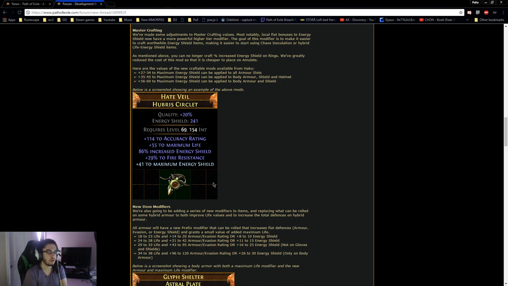As mentioned above, you can no longer craft percentage energy shield on rings. We've greatly reduced the cost of this mod so that it's cheaper to place on amulets. So that's good. So you don't have to pay an exalted to craft it on an amulet. Hopefully it's going to be like, I don't know, 5 chaos or something.